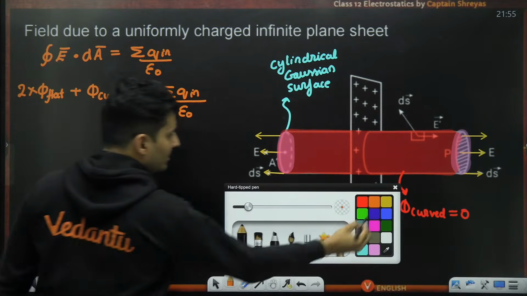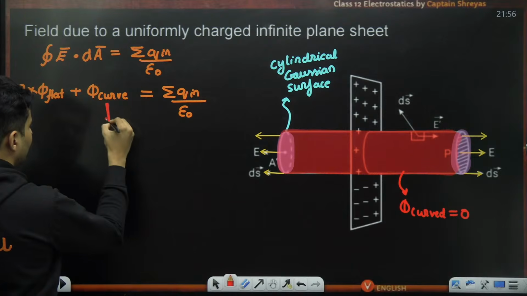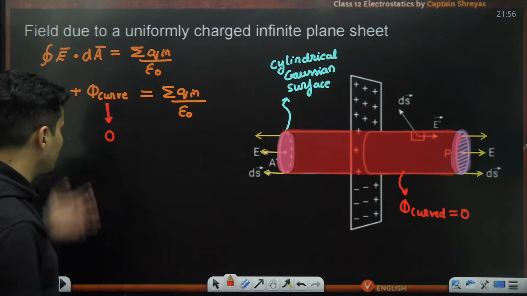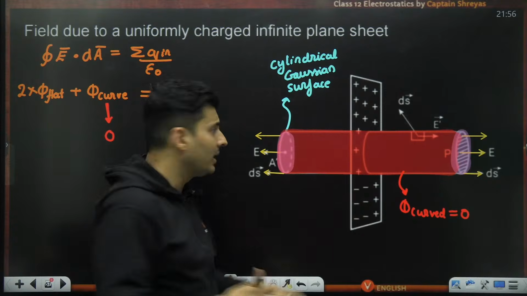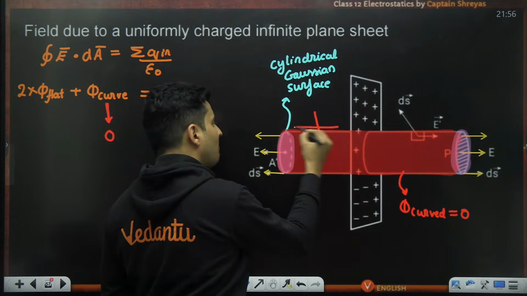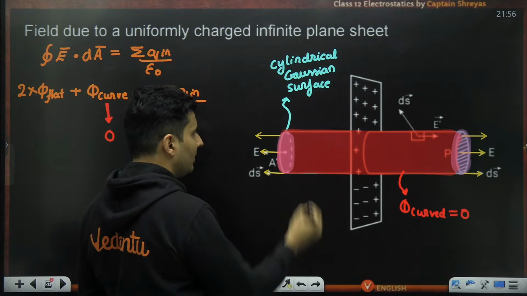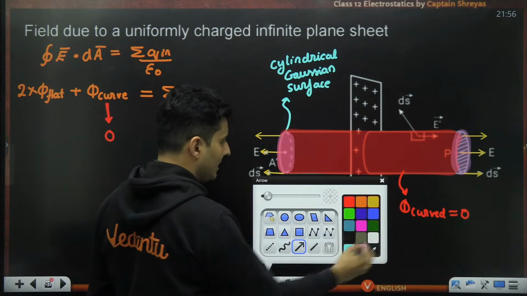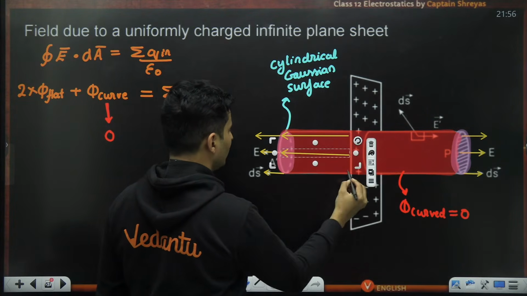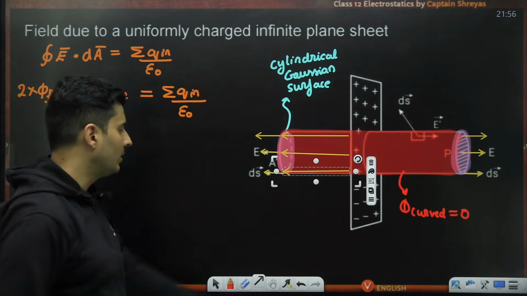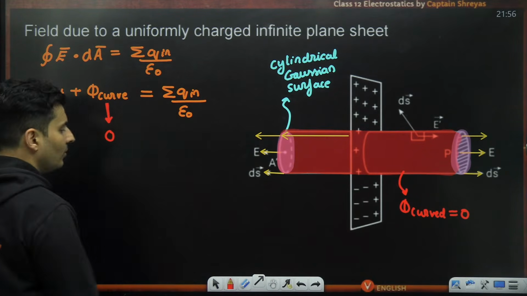Now I know one thing, this flux through the curved surface is ready-made zero. Even if I put the integration symbol, it doesn't matter. It is zero anyway because the field lines are parallel. They are not piercing through it. When the field lines are parallel, guys, they will not cause any kind of flux. So we don't have to worry about it.